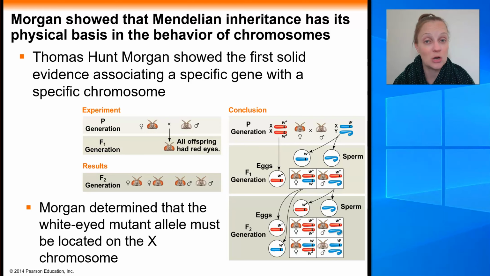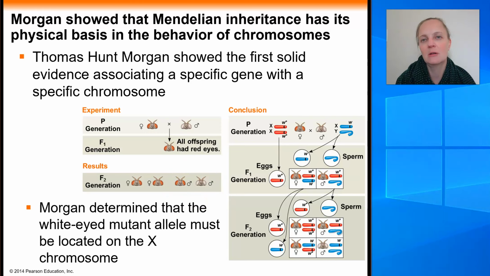And here, again, just like Mendel, he saw a 3-to-1 ratio of red-eyed flies to white-eyed flies. Except there was a little bit of a hiccup here. While he had the 3-to-1 ratio, he also noticed that the white-eyed flies that he got were all males. It's kind of weird, right?